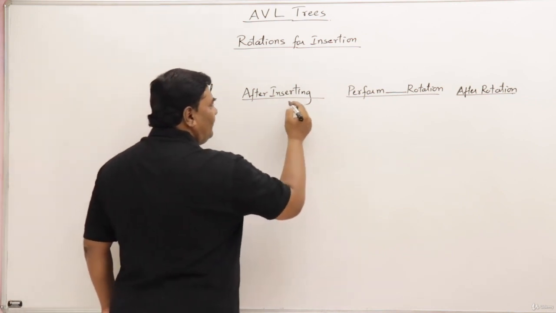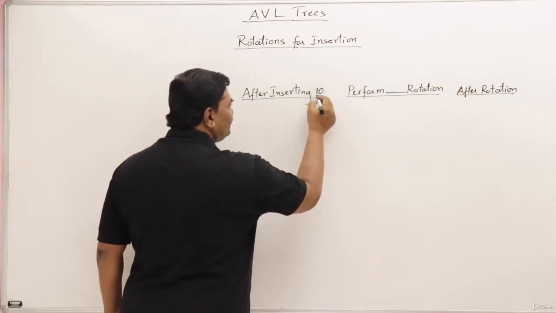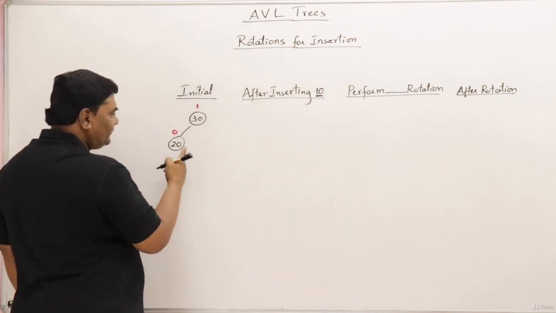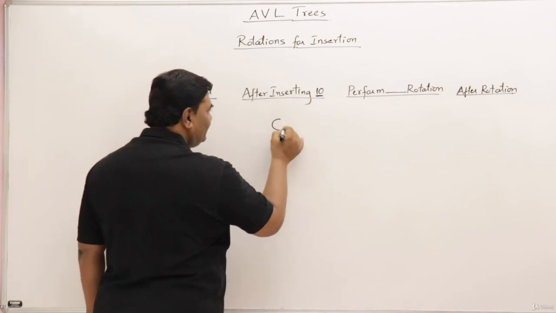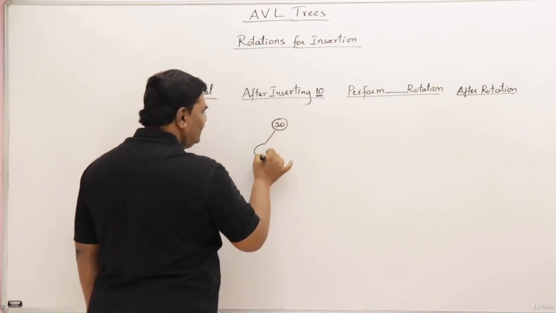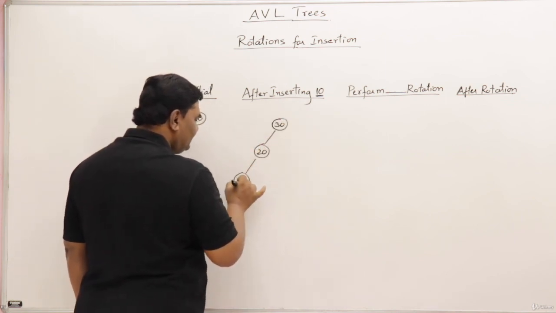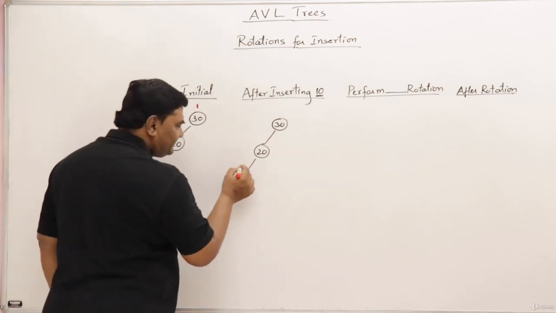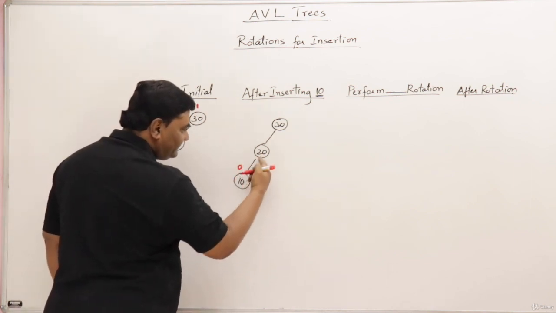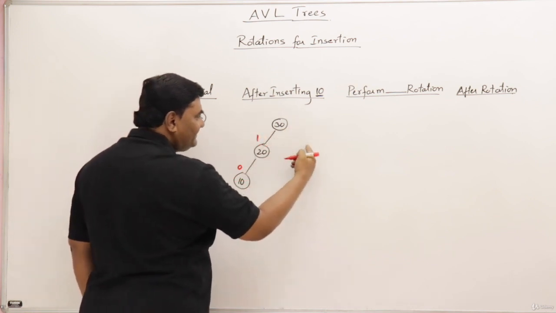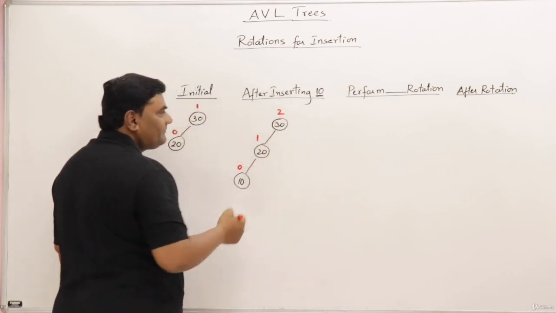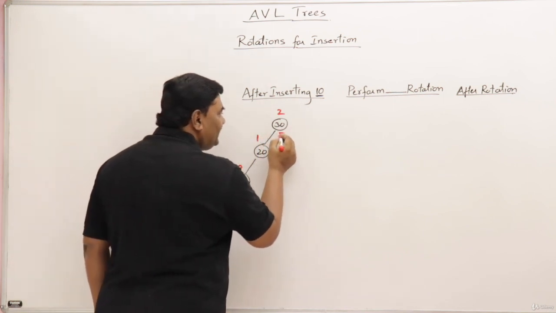Then I want to insert a value 10. So after inserting 10 in this one, where will 10 come? 10 is less than 30, less than 20. So it will come on this side. So 30, 20 and 10. What are the balance factors? This is 0. This is 1 minus 0, so 1. This is 2 minus 0 on this side. So this is 2. So this node became imbalanced.